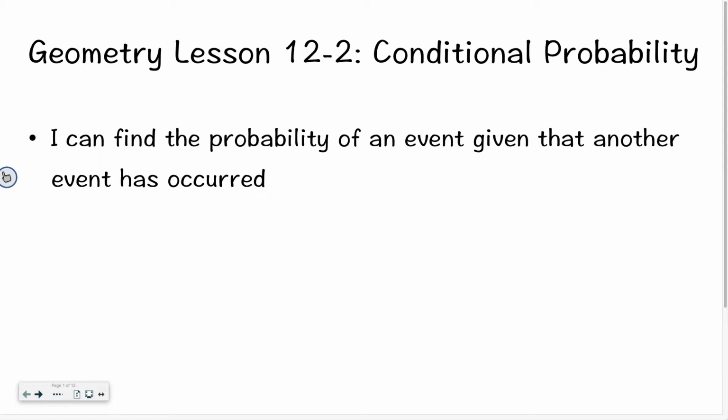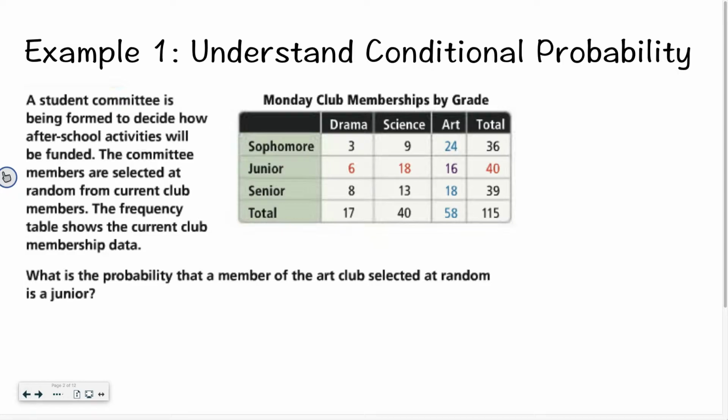Hello class, welcome to Geometry Lesson 12-2, which is all about conditional probability. By the end of this lesson, you should be able to find the probability of an event given that another event has occurred. Okay, so yesterday we focused on independent events, things that didn't influence each other. Now we're going to look at situations where the first one influences the second one, or a combo influences the rest. So, example 1, understand conditional probability.